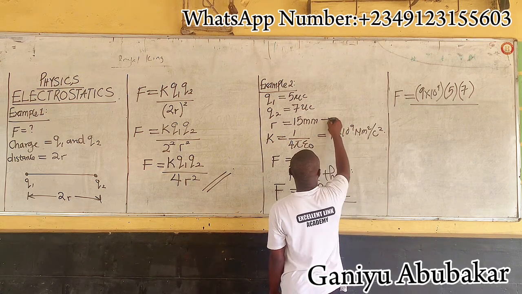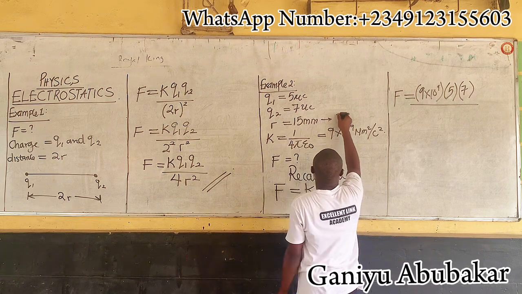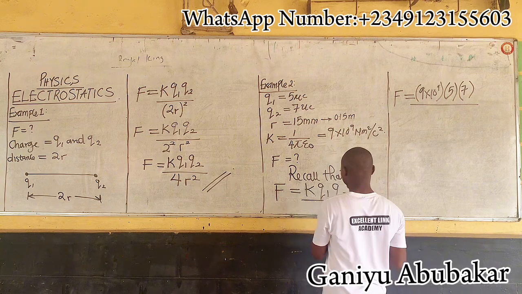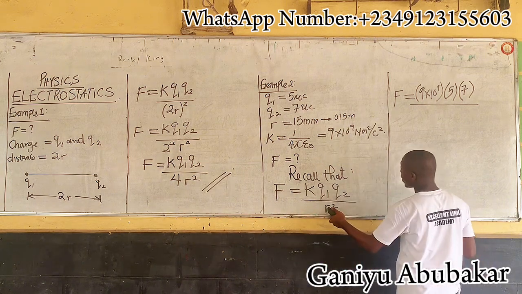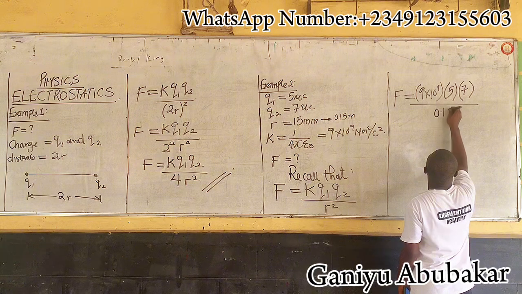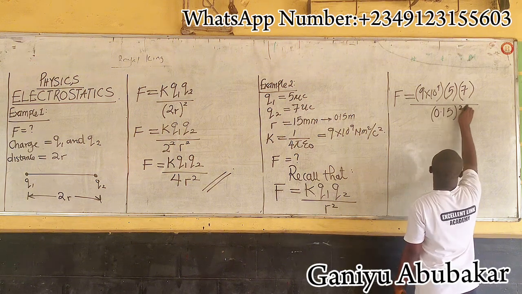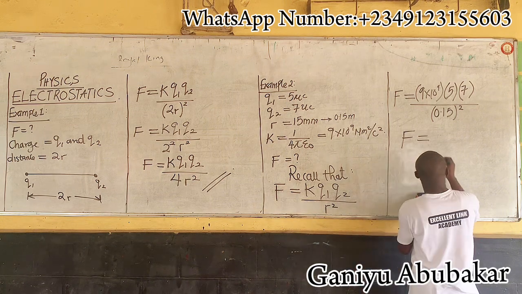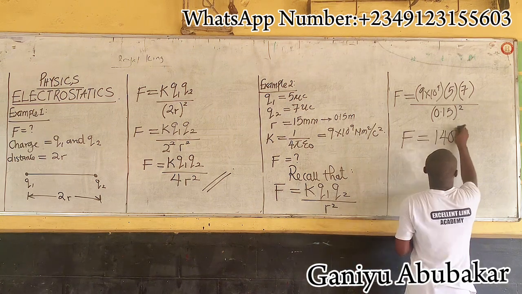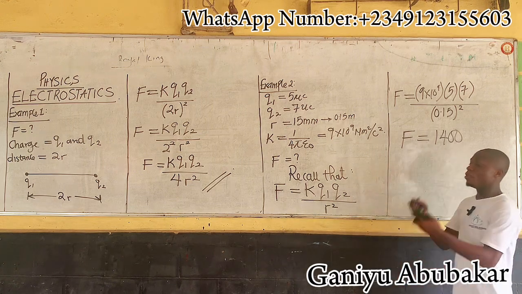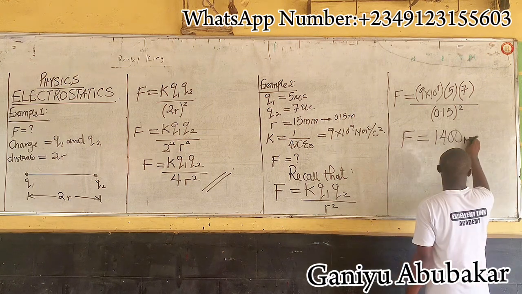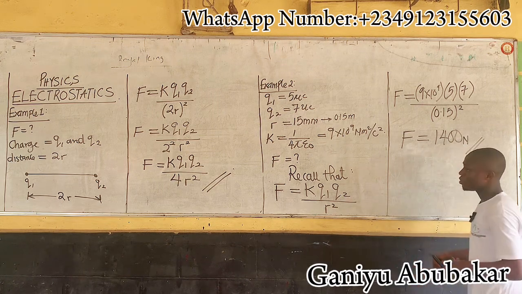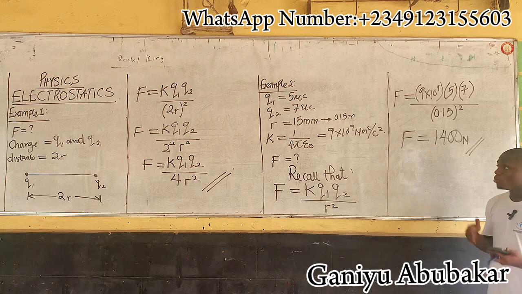Convert 15 millimeter to meters: I have to divide by 1000. That becomes 0.15 meter. So in this question, my R becomes 0.15, over the R squared. If I press my calculator, my F should be equal in value to 1400. Force is of course measured in Newton, so this becomes Newton. This is how you solve this particular problem under electrostatics.